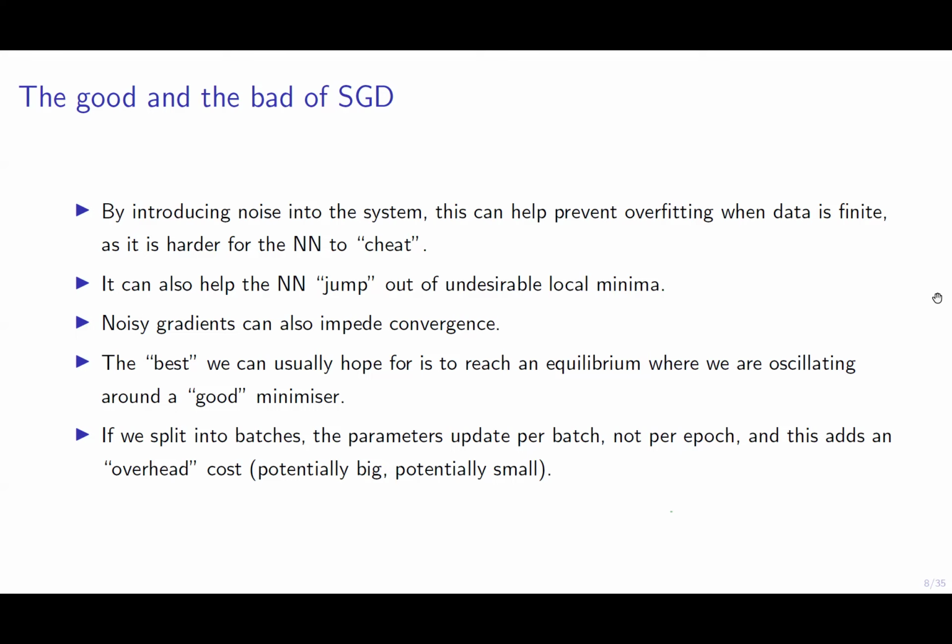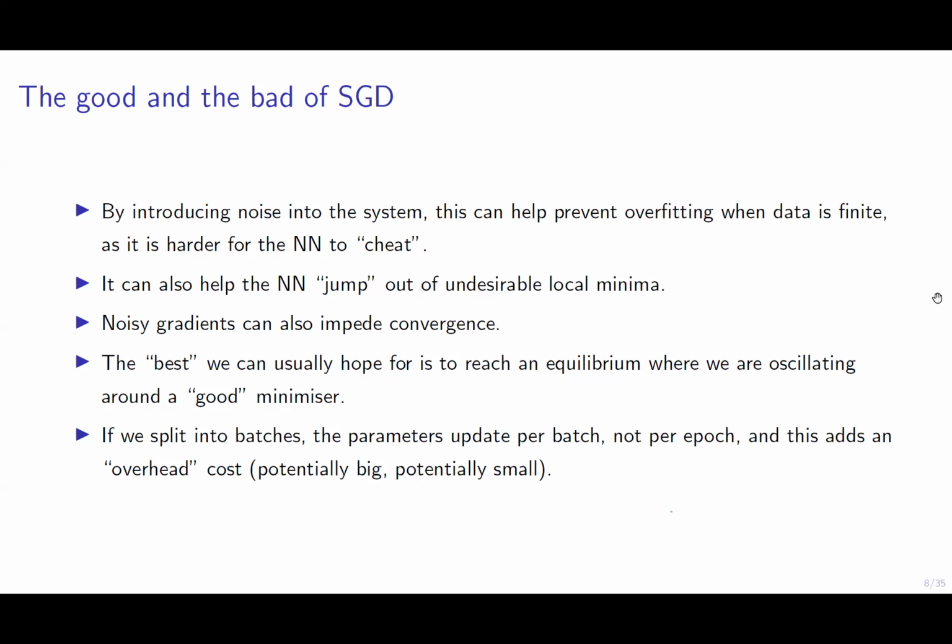But this does really impede convergence, and the more noise you have, the worse this is going to be. So often the best that we can hope for is to reach some kind of equilibrium steady state solution where we're near a reasonable minimizer, but there's some kind of fluctuation happening around this, right?